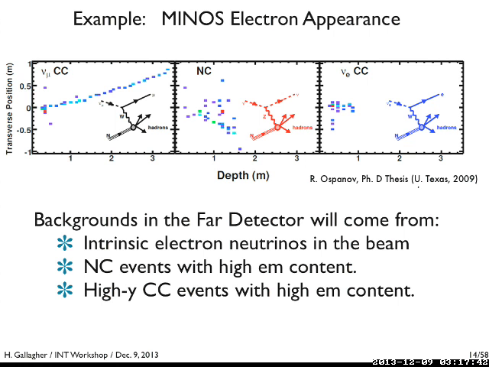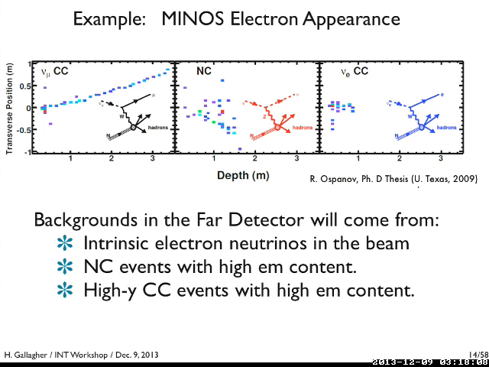Minos doesn't have the angular resolution to tell that there is missing transverse energy in these interactions. So if there are a lot of pi zeros in your neutral current shower, it could very well look like this guy over here. And similarly, the Y distribution is completely flat. So there are a factor of a few more CC events than NC events.